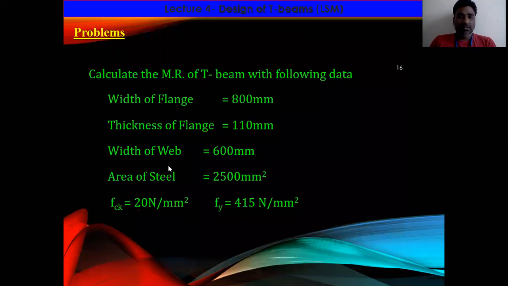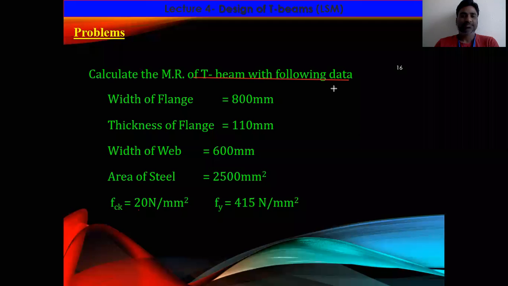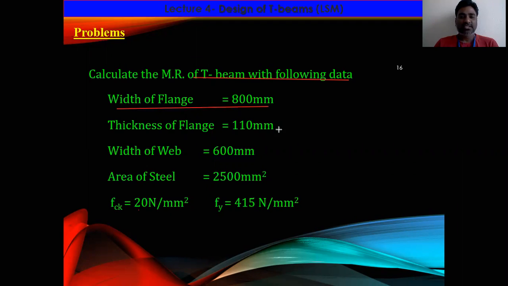So now we'll solve an example problem for determining the moment of resistance as the analysis problem, right? So this is the problem: calculate the moment of resistance of a T beam with the following data. Width of the flange is 800 mm, thickness of flange is 110, width of web is 600 mm, area of tension reinforcement is 2500 mm square, fck is 20 Newton per mm square and fy is 415 Newton per mm square.